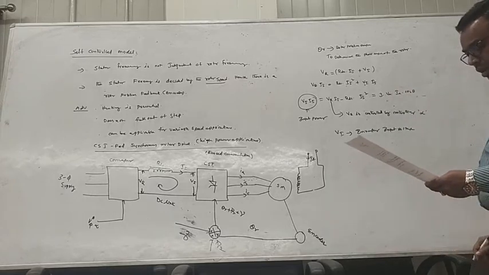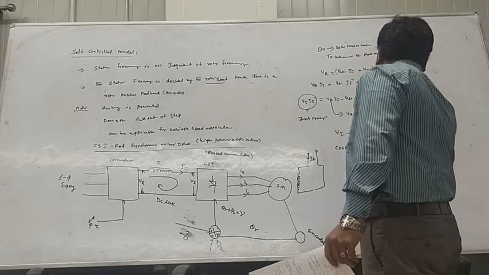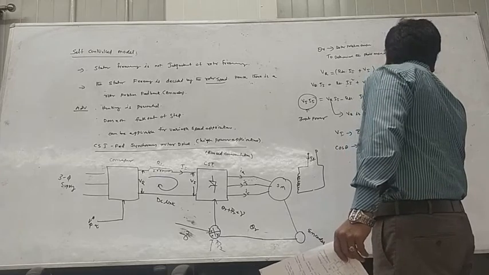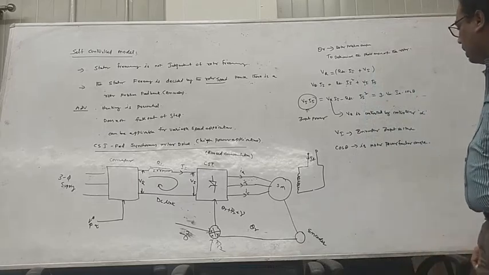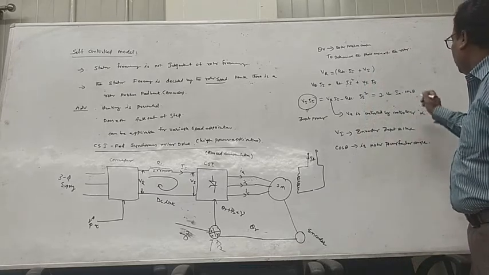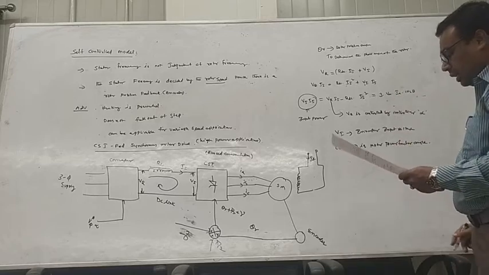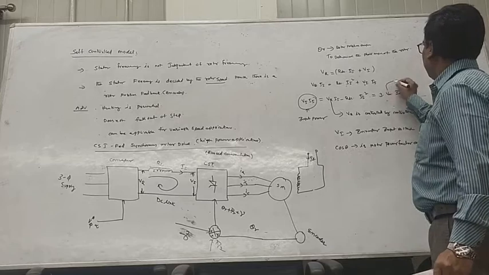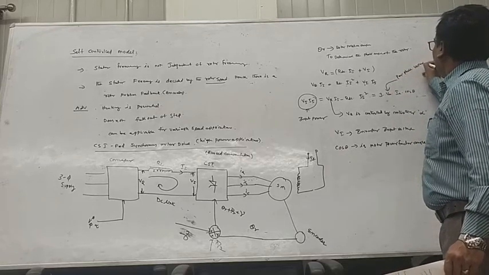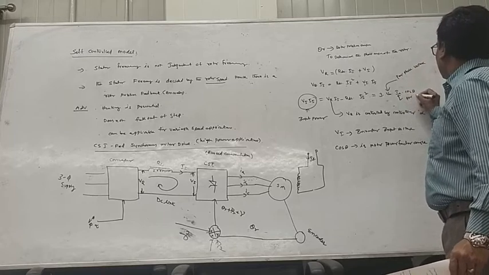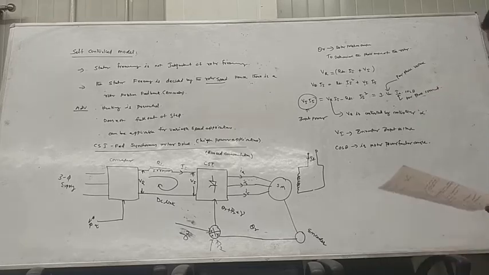3 into VA into IA into cos theta. Cos theta is the motor power factor angle. And VA and IA: VA is the per phase voltage and IA is the per phase current.